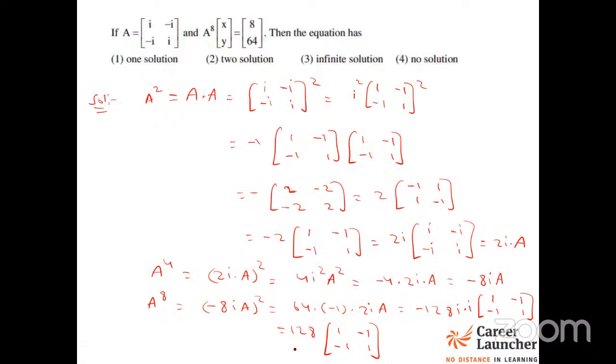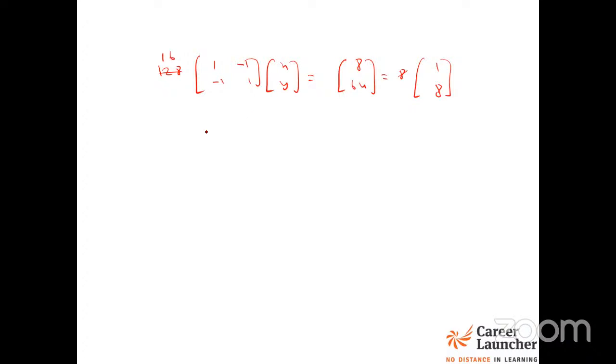Now once you're getting the value of A power 8 as 128 times of this, now substituting in the given equation, what are you getting? 128 times the matrix (1, minus 1; minus 1, 1) times (x, y) is equal to the matrix (8, 64). You can take 8 common, so it will become (1, 8). So 8 will get cancelled here, 8 ones 8, 8 ones 8, 16s. Now multiplying, we get x minus y is equal to 1 by 16, and minus x plus y will become half, or from this we get x minus y is equal to half.